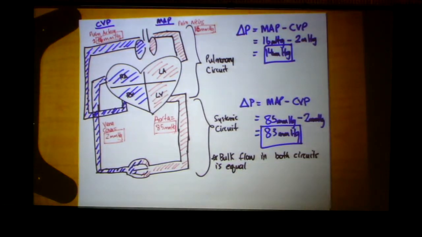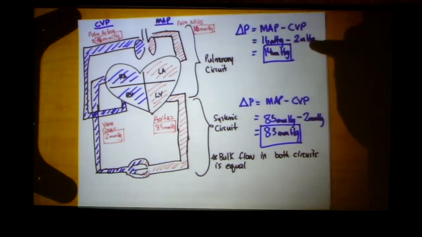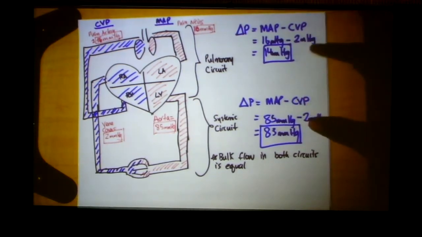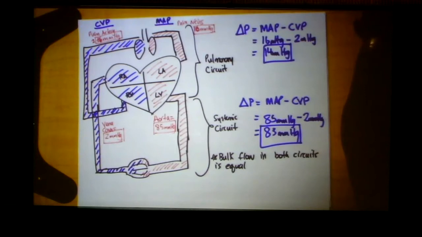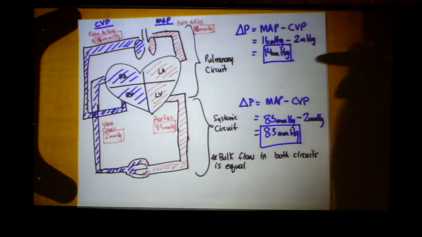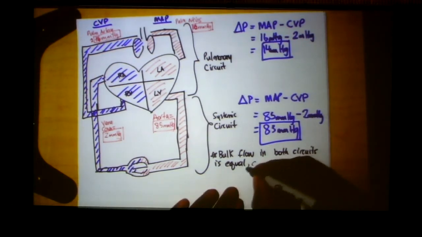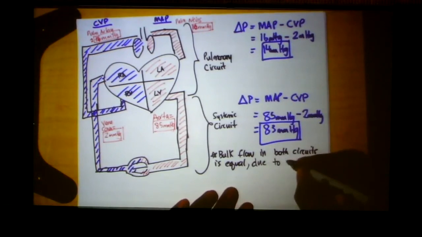What does that tell us? If we have a higher pressure gradient here and a lower pressure gradient here, but somehow the flow of both of these systems is equal, what does that tell us? There is resistance, but more specifically, what about the resistance? Exactly, there's a lot of resistance in the systemic circulation and less resistance in the pulmonary circulation. So we have bulk flow that is equal in both circuits due to varying resistance, right? Due to varying resistance.